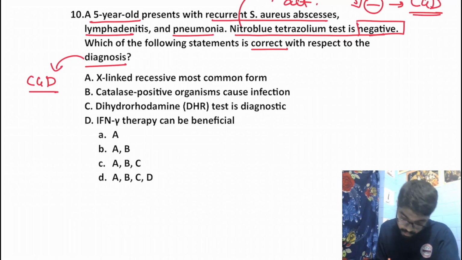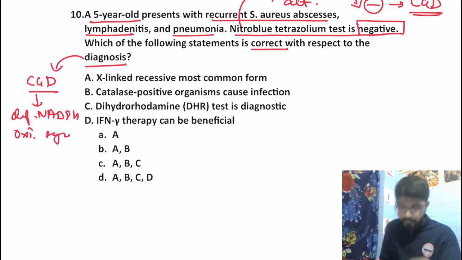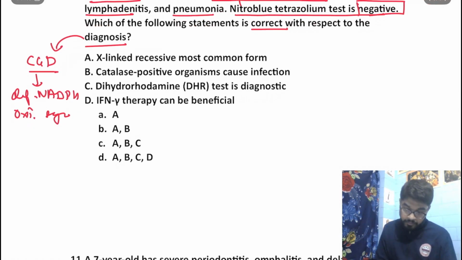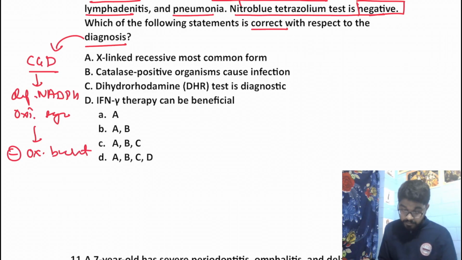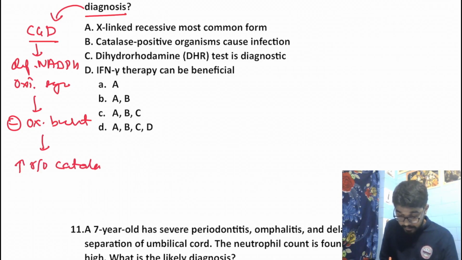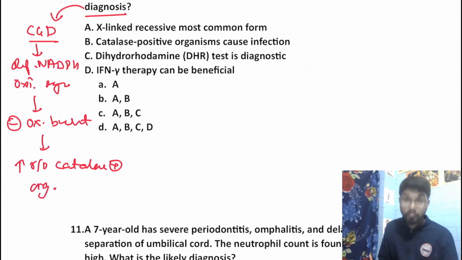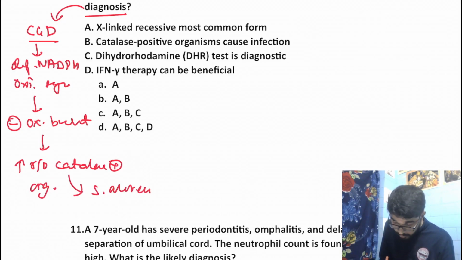Now in chronic granulomatous disease, there is defective NADPH oxidase system of the neutrophils, right, of the macrophages and the neutrophils, right? That would result in inhibition of the oxidative burst. That would result in increased risk of catalase positive organisms, and the most common catalase positive organism that is involved is Staph aureus, right?